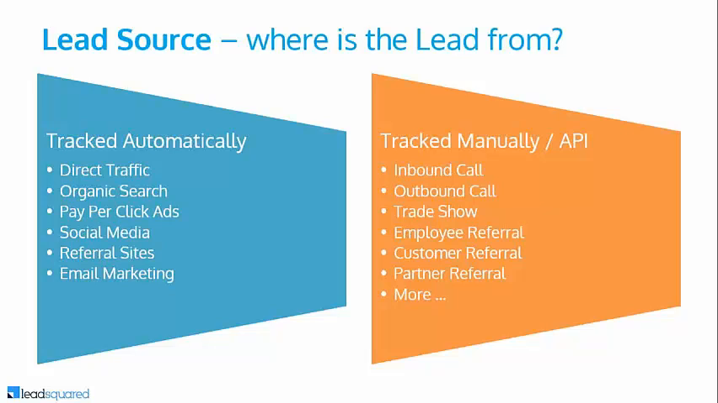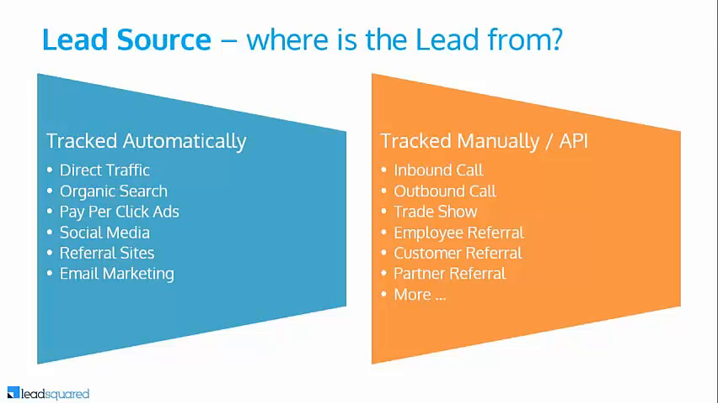If the lead was on some other referral site, you might have some partner sites where your link might be there, then the lead source will be referral sites. If the lead has come through email marketing, then the lead source is email marketing. So these are a few things which are tracked automatically, because these are online activities and we can track them. Then there might be offline sources. For example, there might be an inbound call. Unless you integrate with an API, we would not know. So if you do API integration, then of course we can capture the lead source as inbound call. But if it's not there, then a user of LeadSquared on the customer side will have to associate the lead source as inbound call. Same goes for outbound call, trade shows, employee referral, customer referral, partner referral. I'm sure all of you would understand these terms, so I'll not describe what they are.